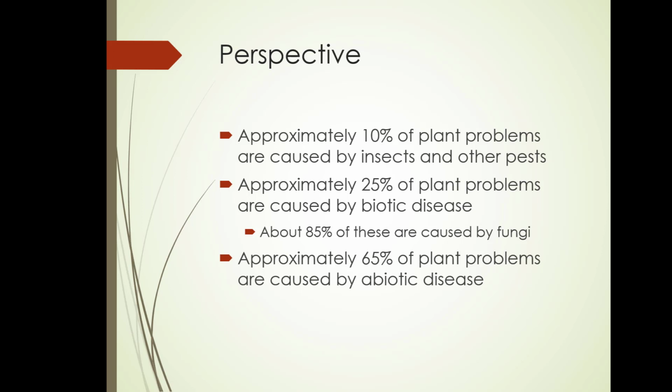25% of the plant problems you see out there are caused by biotic disease, living disease, and about 85% of those are caused by fungi. And then approximately 65% of plant problems are caused by abiotic disease or disorders.